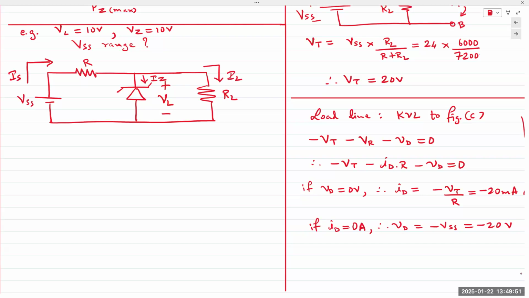Now, if I want to find the minimum value for VSS, going back to the point I was making earlier, one supply voltage and two passive components, a resistor and a diode. So logically, we can write supply voltage VSS is equal to VR plus VL. Make sense, right? So VSS is simply equal to VR plus VL.